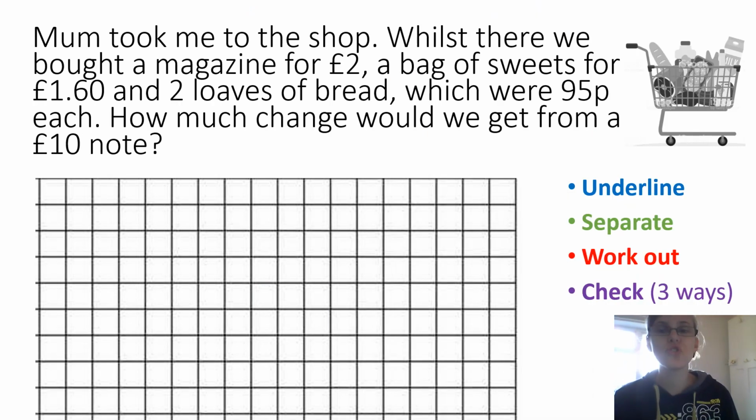Mum took me to the shop. Whilst there, we bought a magazine. Oh, got to underline. It's reminding me over here. Look, underline. Whilst there, we bought a magazine for £2. They bought it, so they're going to pay for it. A bag of sweets for £1.60, and 2 loaves of bread.